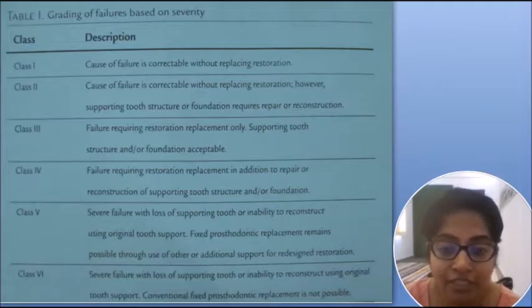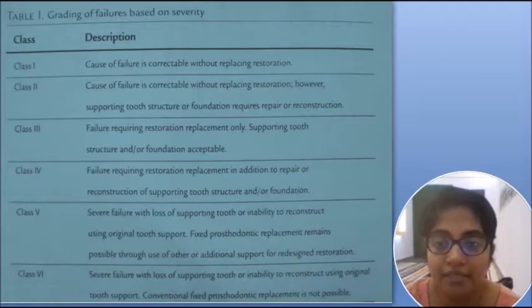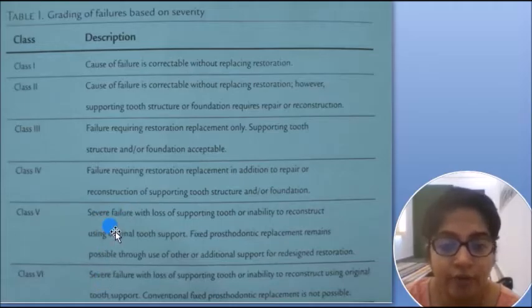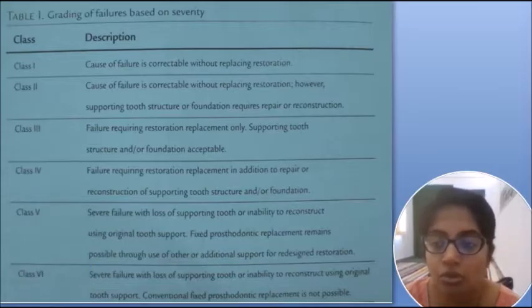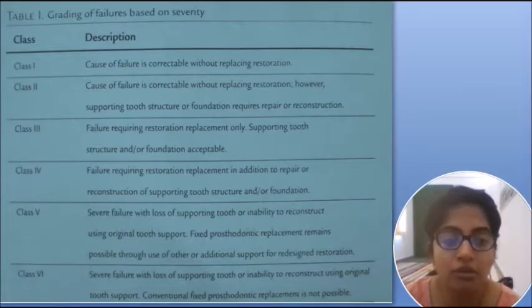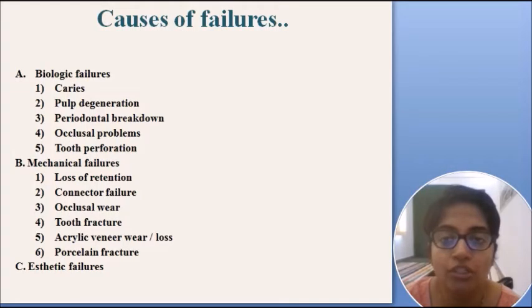But in class 6 we have severe failure where there is loss of supporting tooth or inability to reconstruct using original tooth support, and conventional fixed prosthodontic replacement is not possible. So as we have seen, the grades are worsening from class 1 to class 6. In class 5 and class 6 it is a severe failure, but in class 6 FPD is no longer possible, right? So this is the classification proposed for the failures depending on the severity.